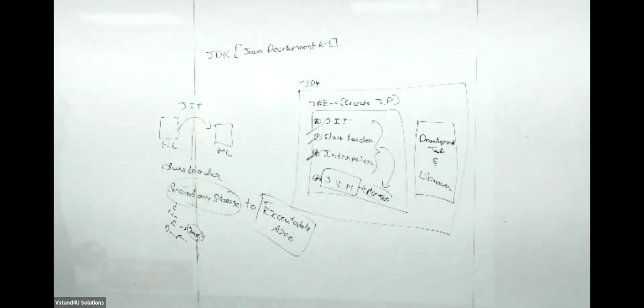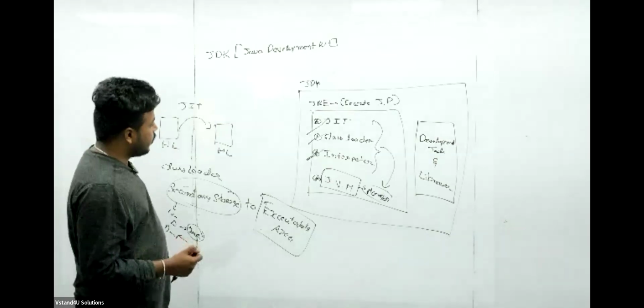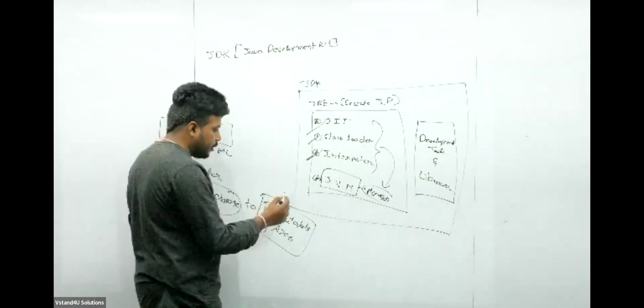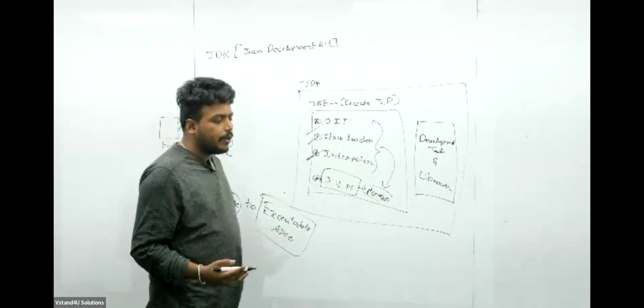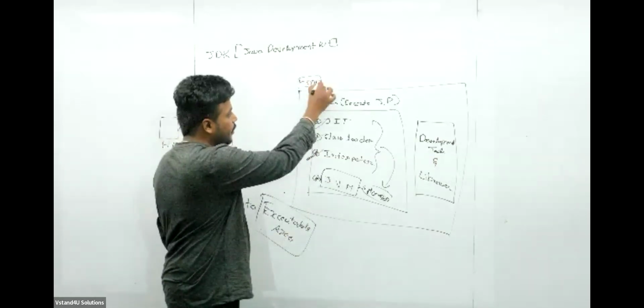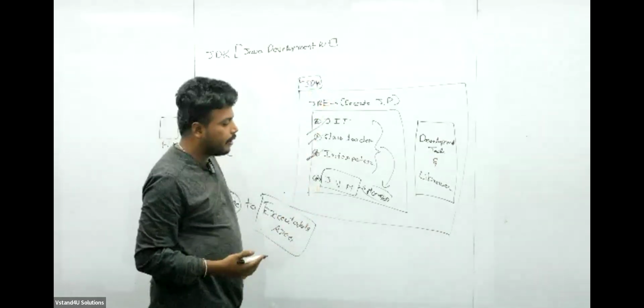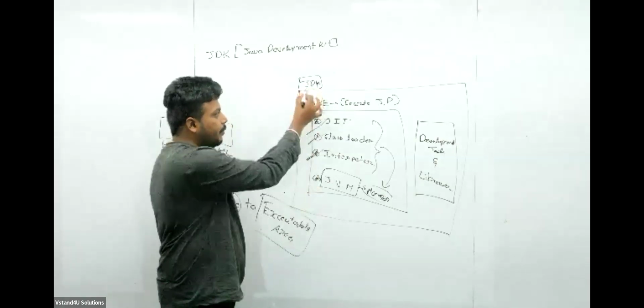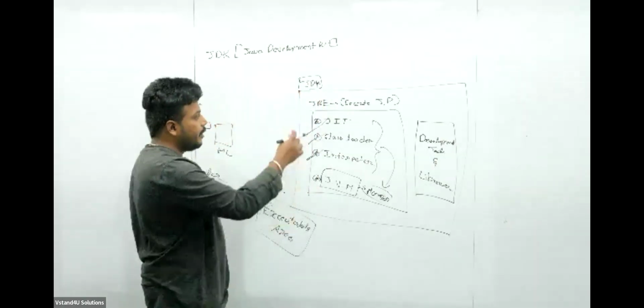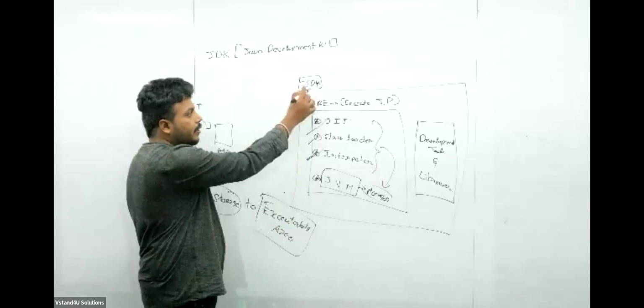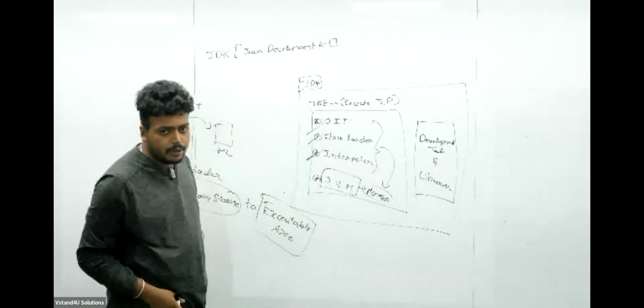Okay, listen here, online class students. This is the JDK architecture. To run Java programming, JDK is mandatory. It is a software with which you can develop Java programs and execute Java.